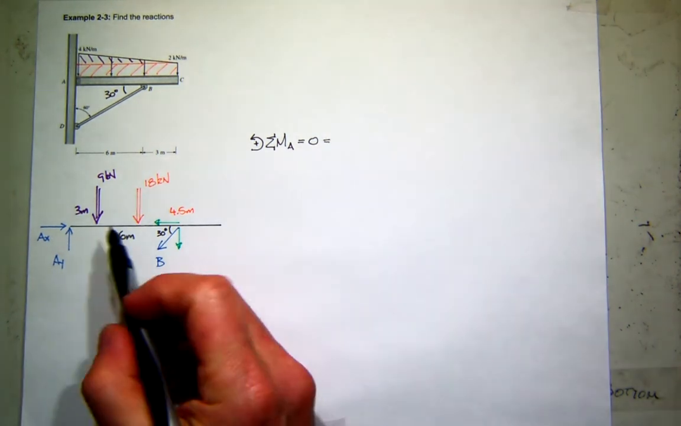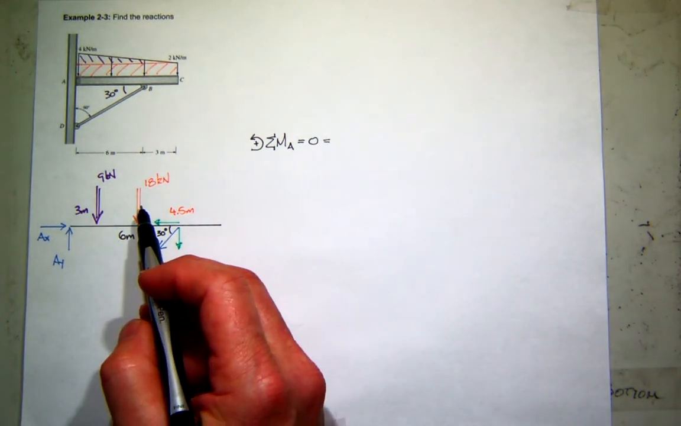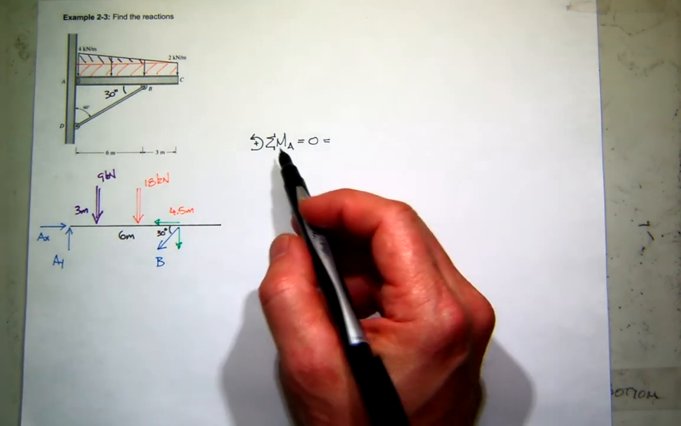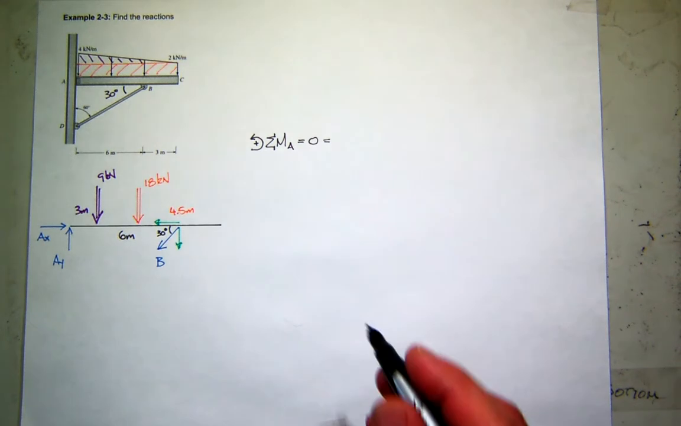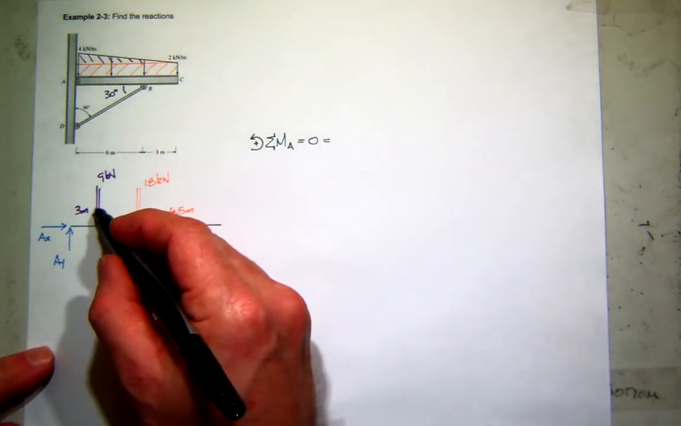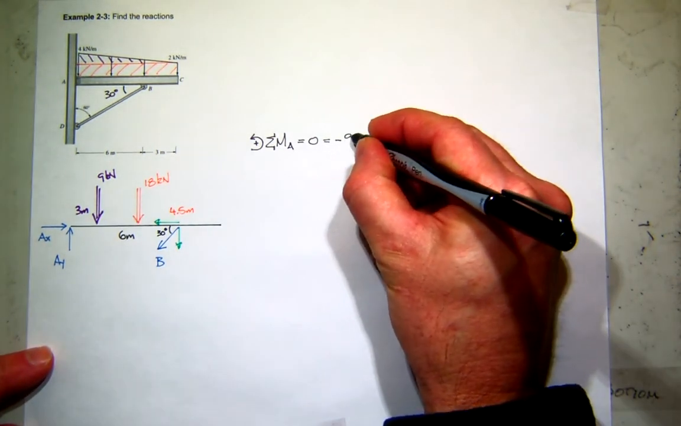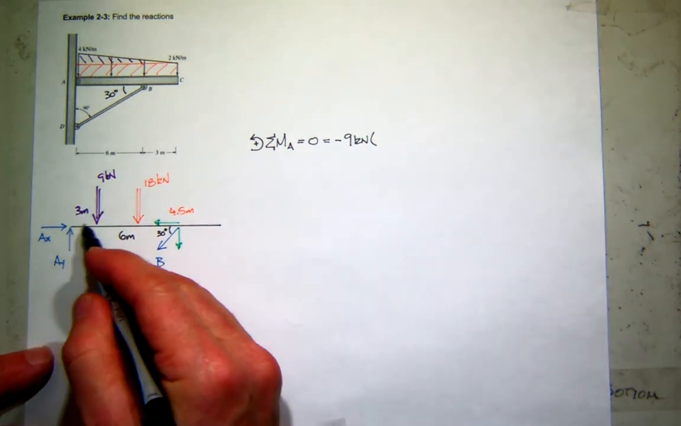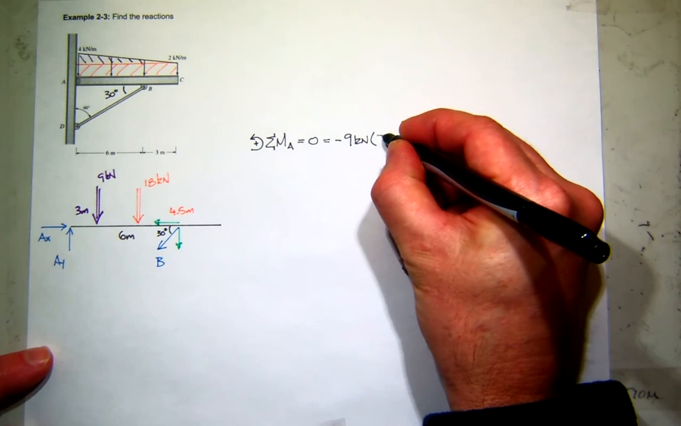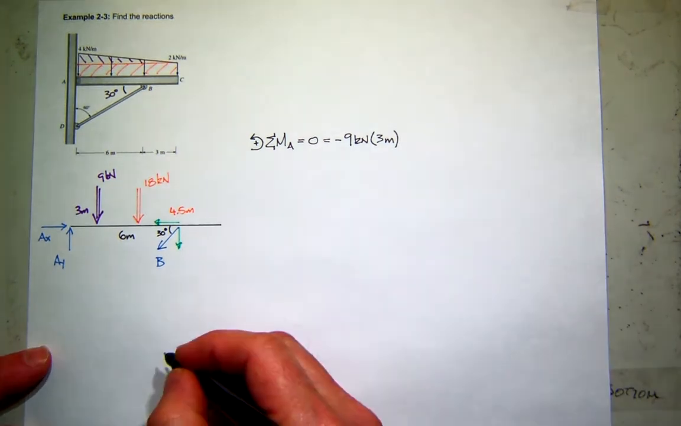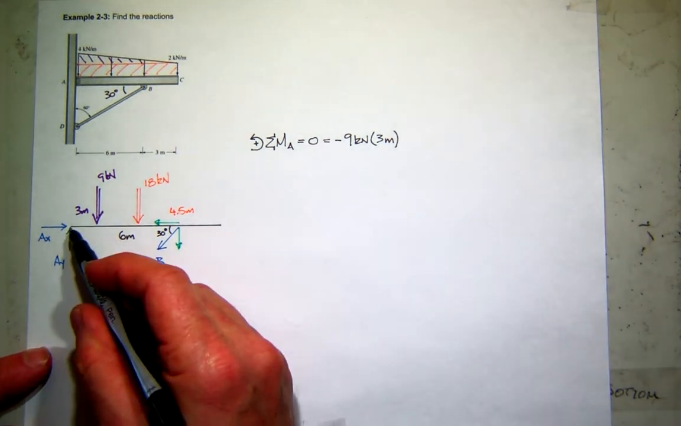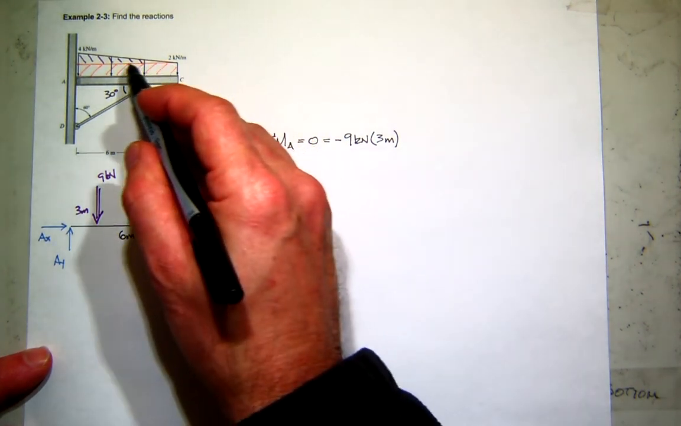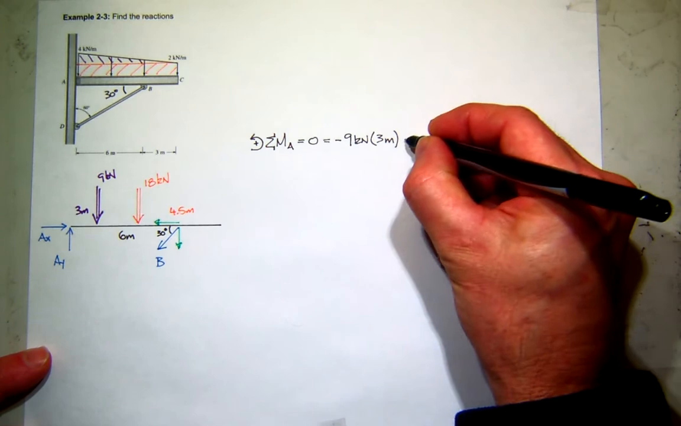Looking at the applied loads, my 9 kilonewton and my 8 kilonewton about A, they're both going to create what kind of moment about A? Using the right-hand rule, they're both negative. Starting with the 9 kilonewton, it's minus. The force is 9 kilonewtons, and the distance from A to there is 3 meters. Everybody see that? Now around A, the 18 kilonewton force, which is the equivalent of the rectangle, also creates a negative moment.